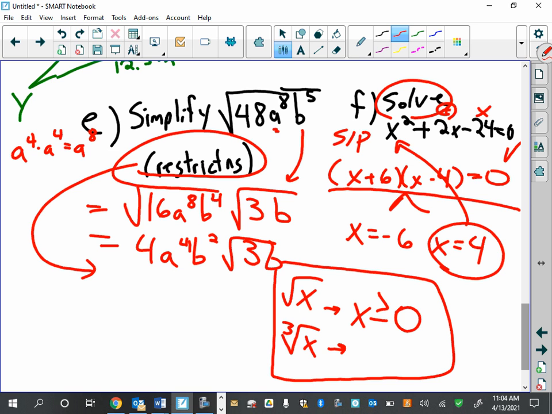And see who studied this. Good try. No restrictions. Cubic roots can be negative or positive, right? You can take a cubic root of negative 8: negative 2 times negative 2 times negative 2. So that's the meat and potatoes of all the restriction questions.